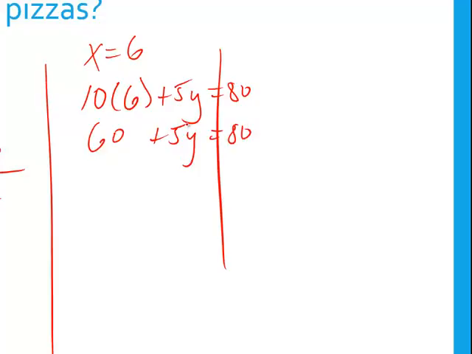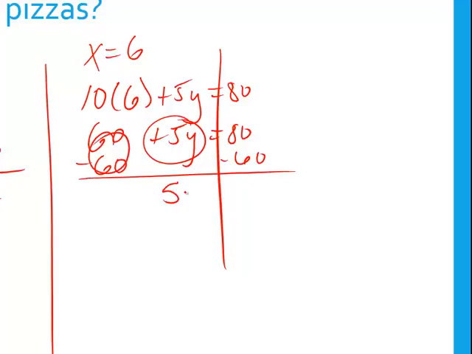All right. Isolate the term with the variable and subtract the remainder. Minus 60 minus 60. 60 minus 60 is 0. Bring down your 5y equals 80 minus 60 is 20.